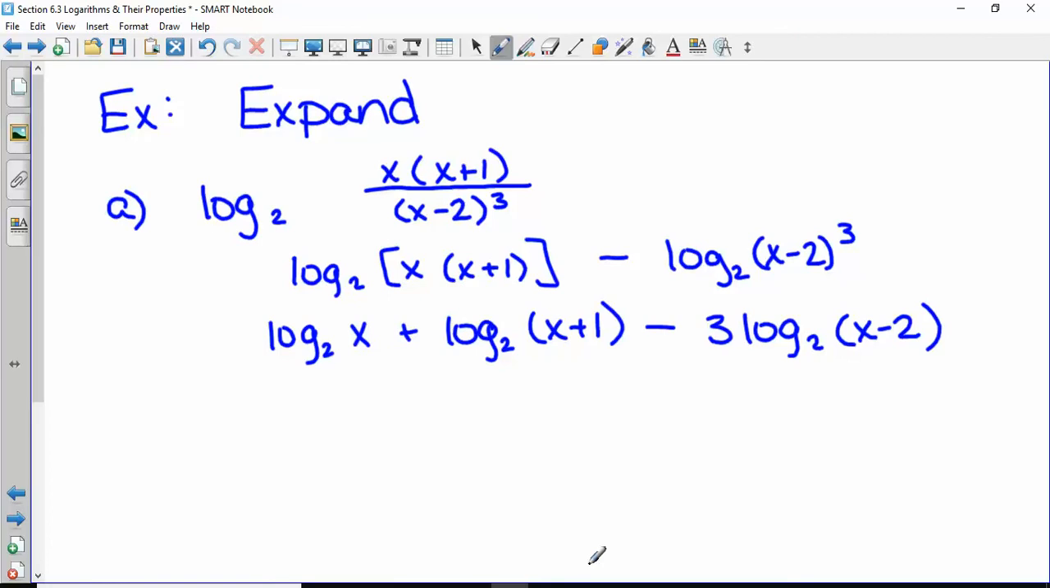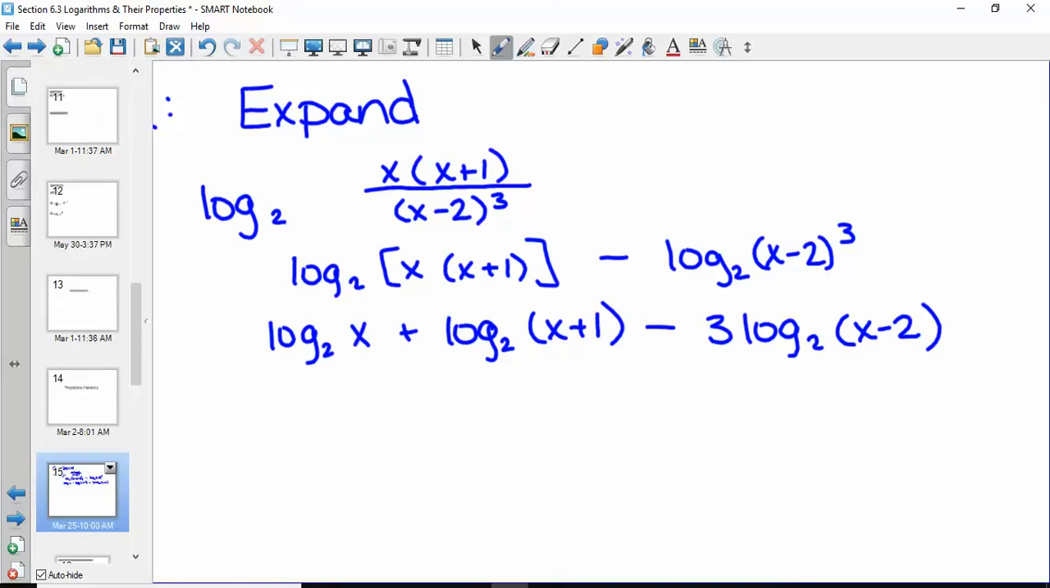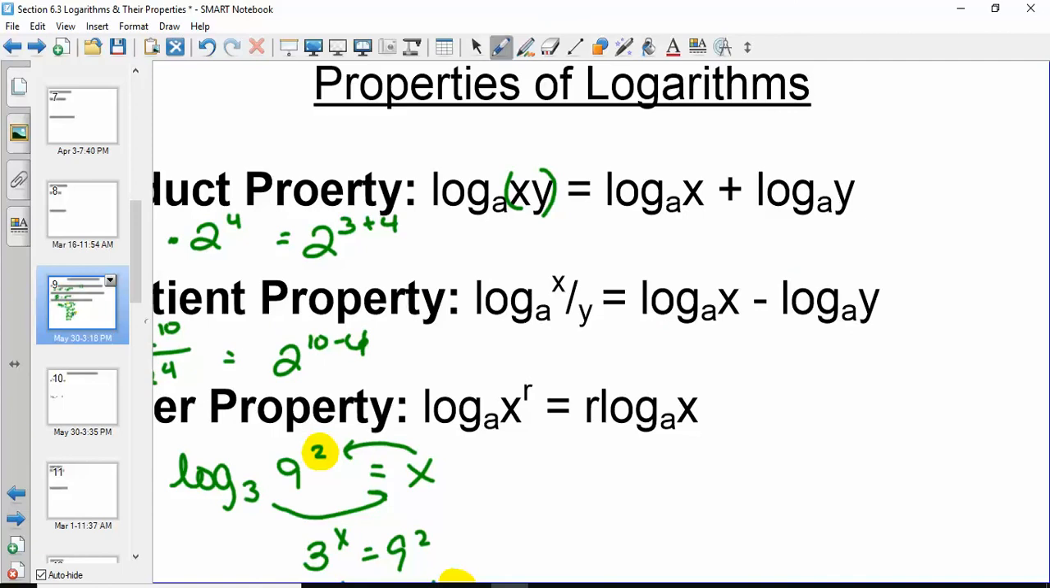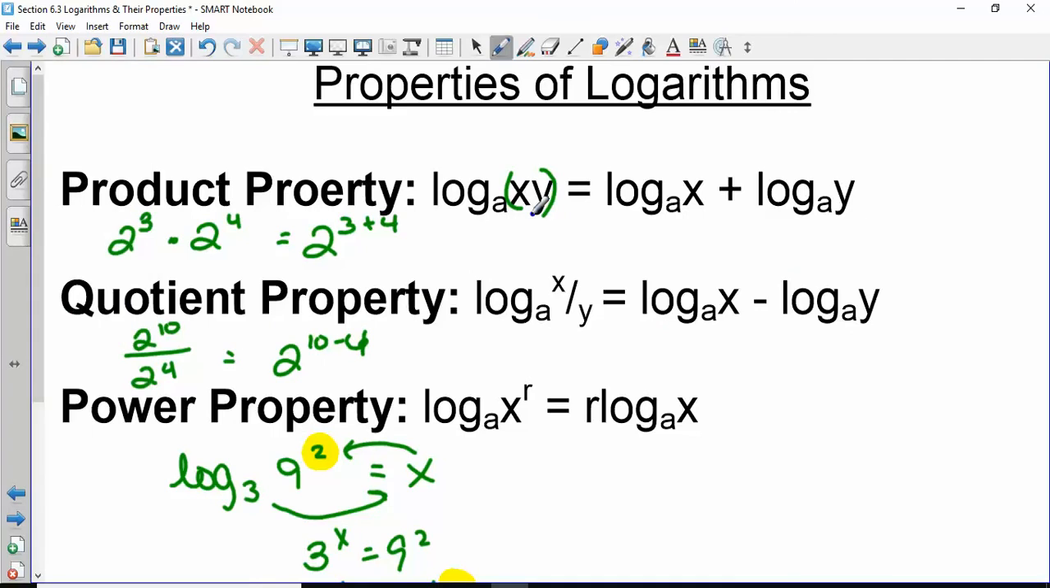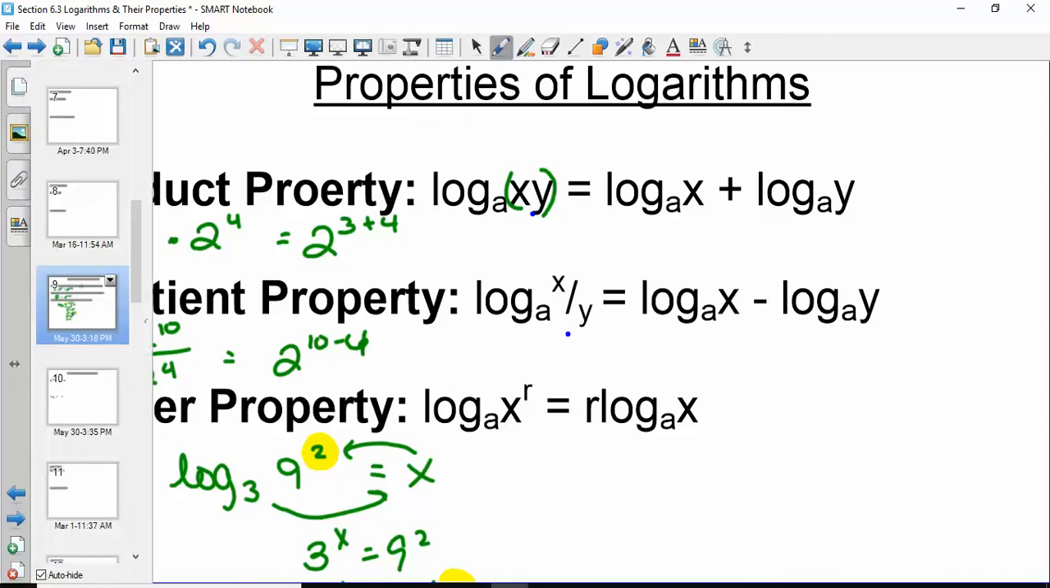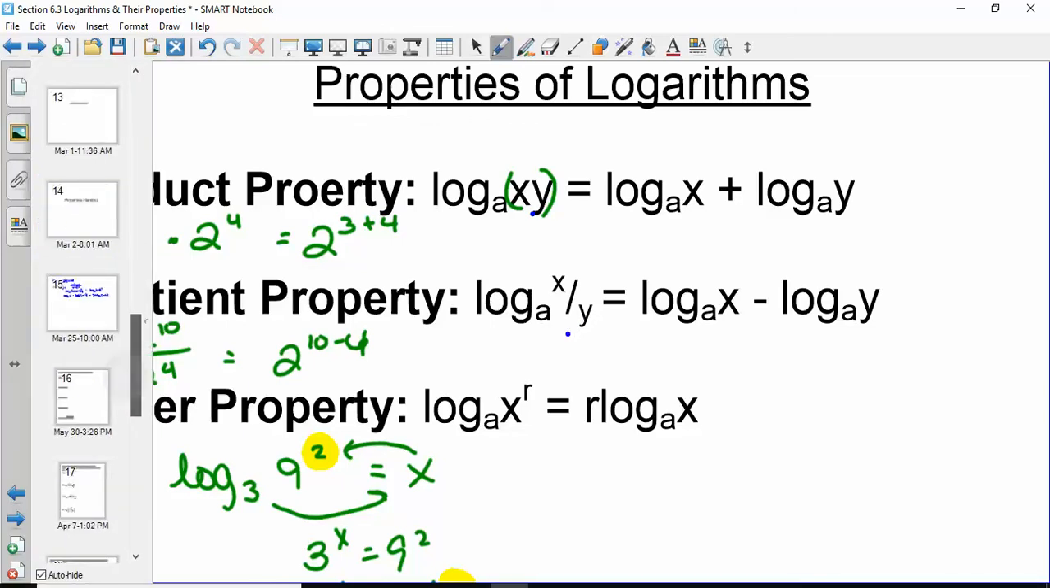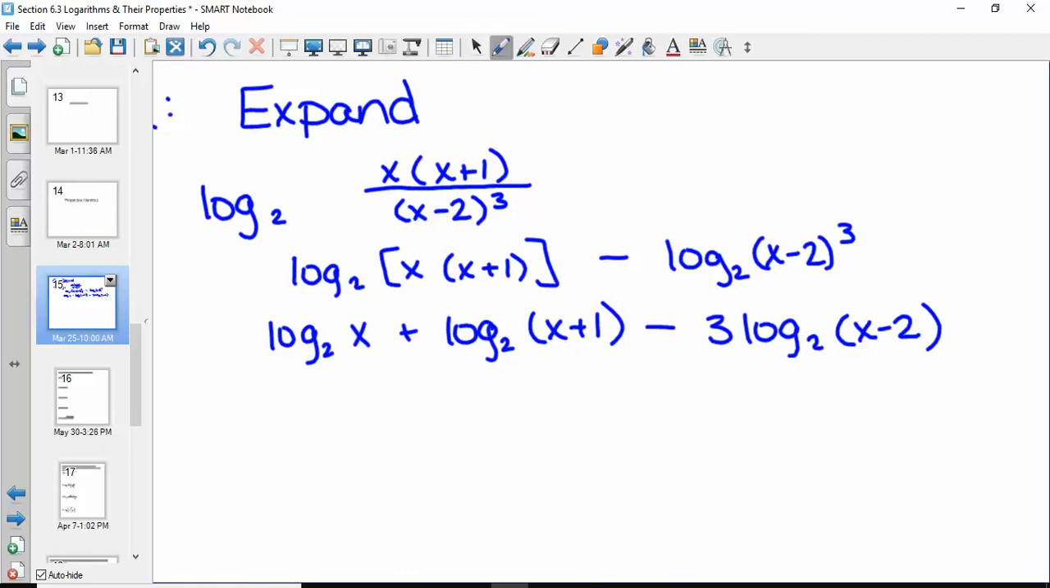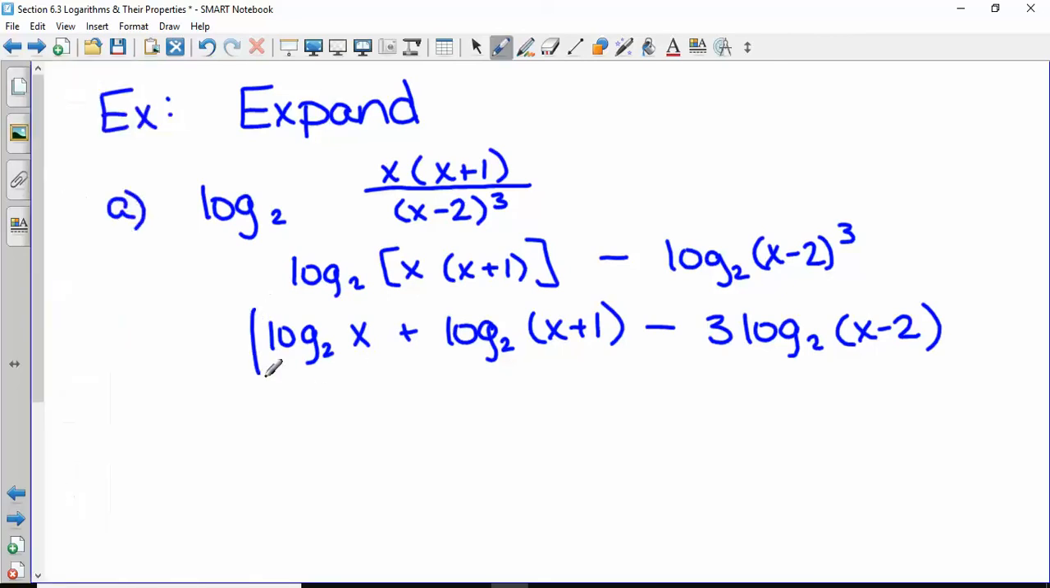Can I break apart when you have the log of things being added? Our properties that we wrote down yesterday said we can break it apart if things are multiplied or if things are divided. So can we separate them if they're adding? No. So that's our final answer. That is as far as we can go there.